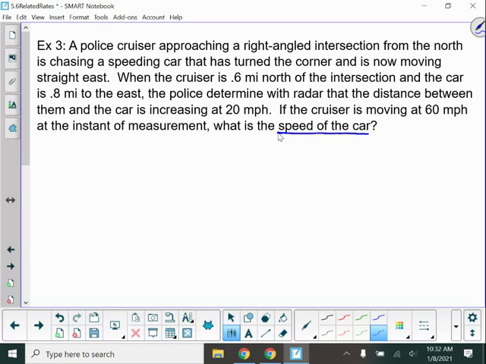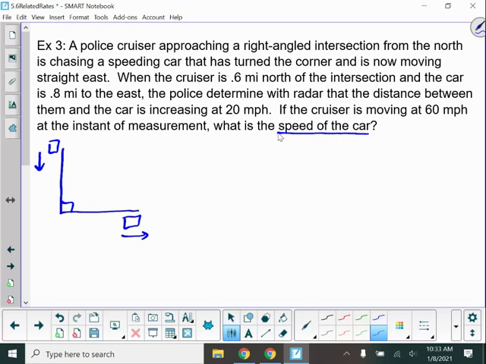So in this one, I'm actually going to draw my picture first so that I can get an appropriate variable to represent the speed of the car, but that is going to be a rate. So we have a police car approaching from the north. It's approaching a right-angled intersection, and then we have a car that's moving to the east. The police cruiser is approaching from the north, so it's actually heading south, and then we have this speeding car that's moving to the east.